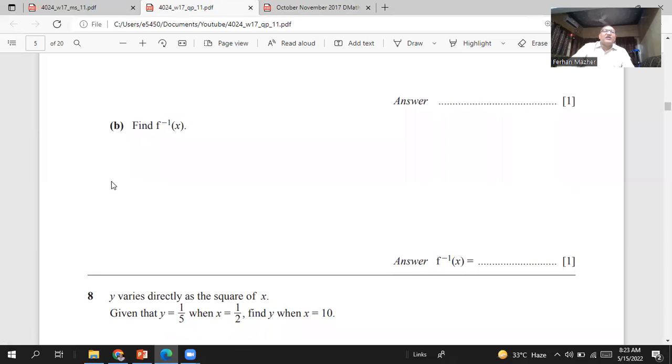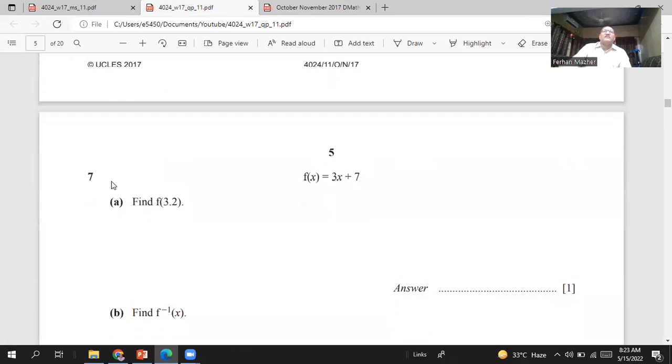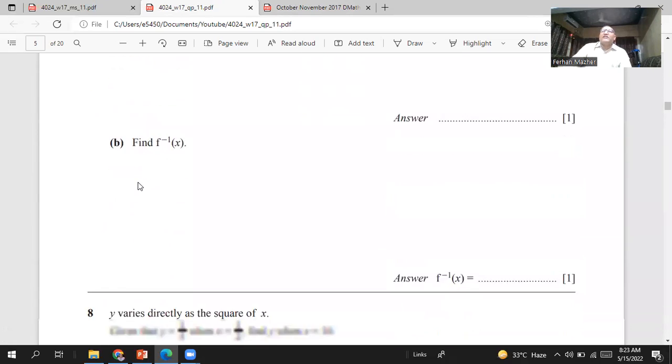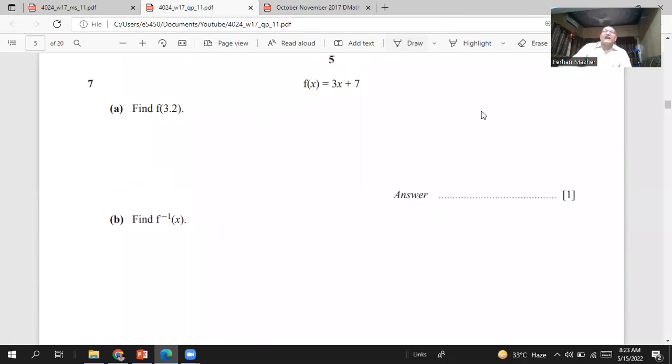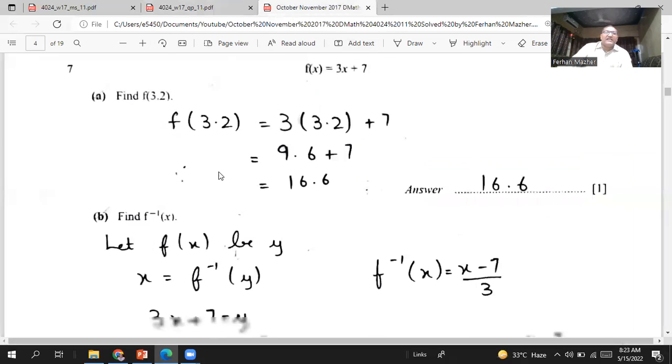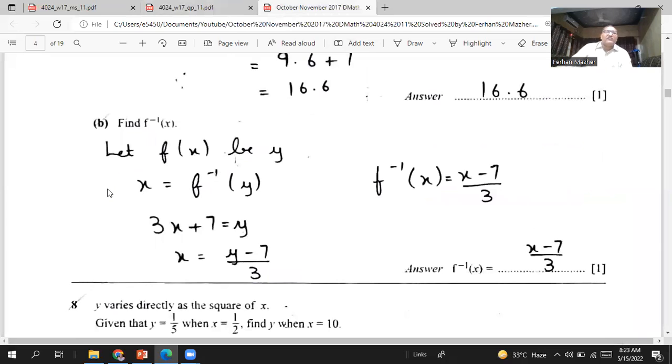The b part is they want you to find the inverse of this function. Finding the inverse is very easy. We will suppose that f of x is equal to y, and that means that x is equal to f inverse of y. So I will write the formula 3x plus 7 equals y. I will make x the subject of the formula. So x will be equal to y minus 7 divided by 3. So the f inverse will become x minus 7 by 3.